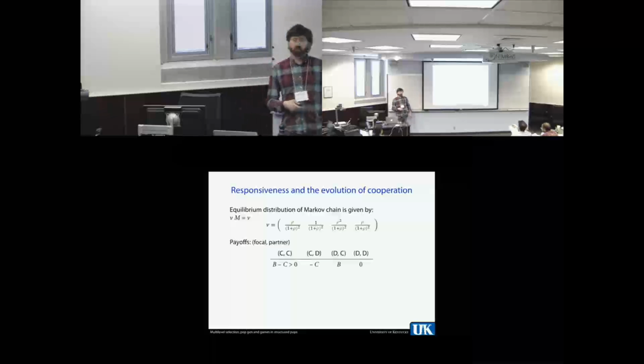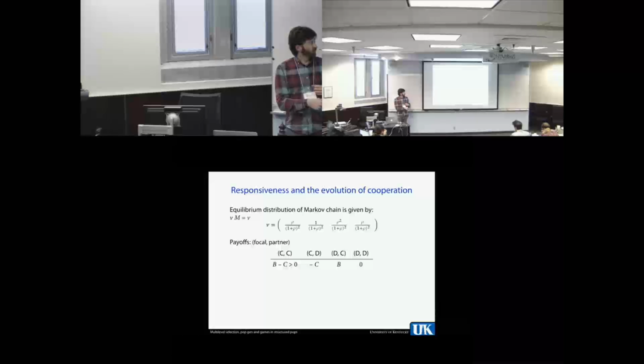To figure out the costs and benefits in terms of payoffs for these two different types, the C type and the D type, we can look at the payoffs for each of those outcomes. If both individuals are cooperating, they're getting B minus C. If there's a cooperation and a defection, it's minus C for the individual who is cooperating, B for the defector when their partner cooperates, and then 0.